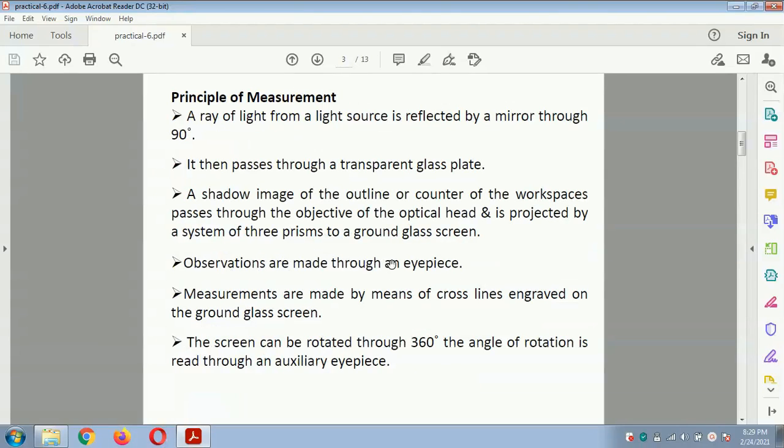The principle of the tool maker microscope is that a ray of light from a light source is reflected by the mirror through 90 degrees. It then passes through the transparent glass plate. The shadow of the image is cast on the workpiece and passes through the optical head, and it is projected by the prism to a ground glass screen. The observations are made through the eyepiece. The screen can be rotated through 360 degrees. The angle of the rotation is read through an auxiliary eyepiece.